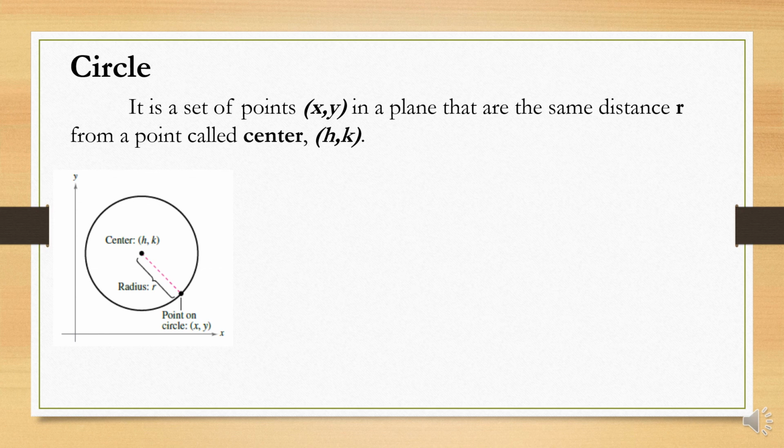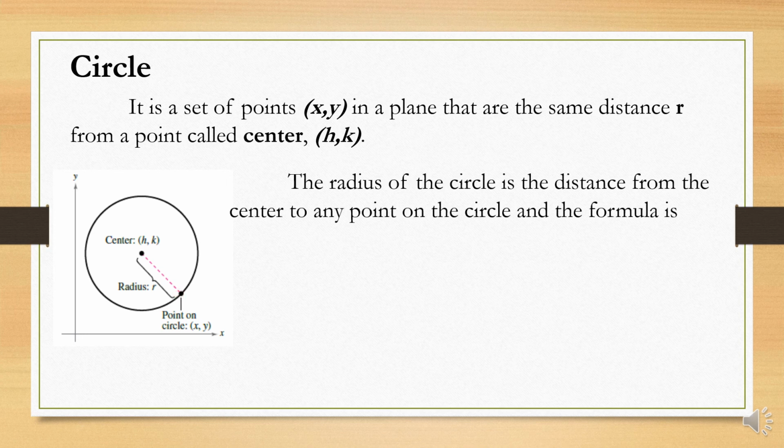So you have observed that these are the set of points on the circle, and this is the center of the circle. The radius is the distance from the center to one point on the circle, so it forms a line segment, r.